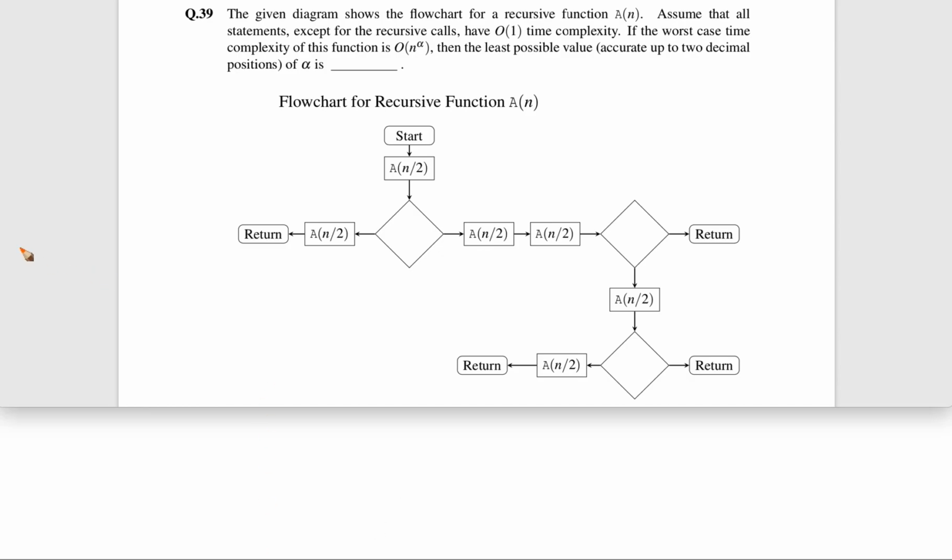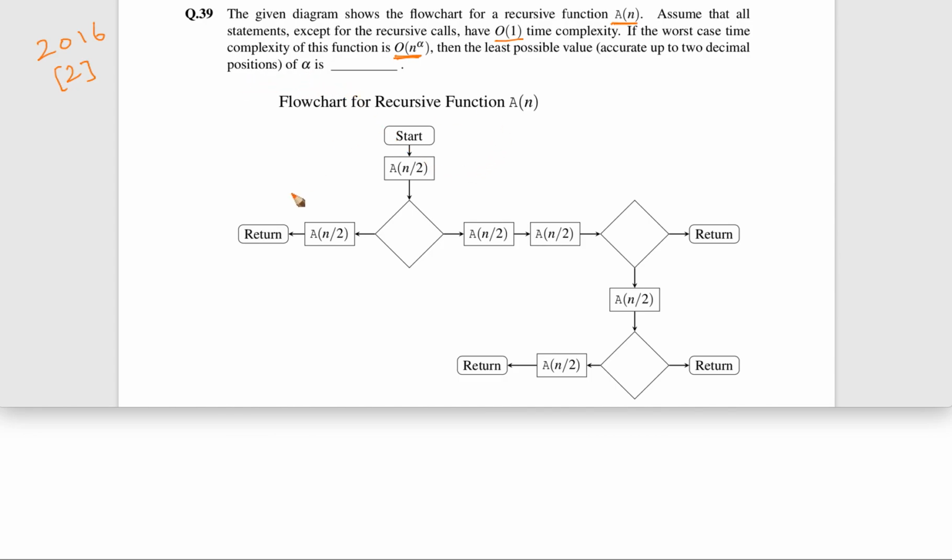Okay, now let's see this question. This question came in GATE 2016 for 2 marks. The given diagram shows the flow chart of a recursive function A(n). Assume that all statements except for the recursive calls have order 1 time complexity. If the worst case time complexity of the function is order n raised to the power alpha, then the least possible value, accurate up to 2 decimal positions, of alpha is what?